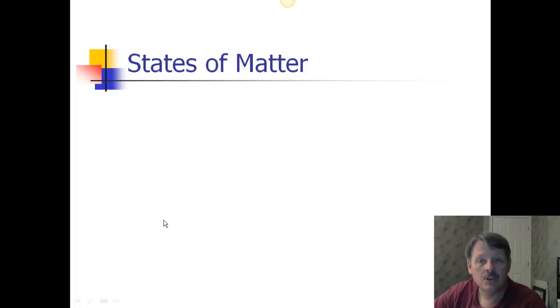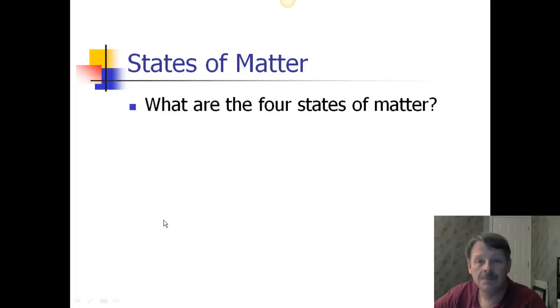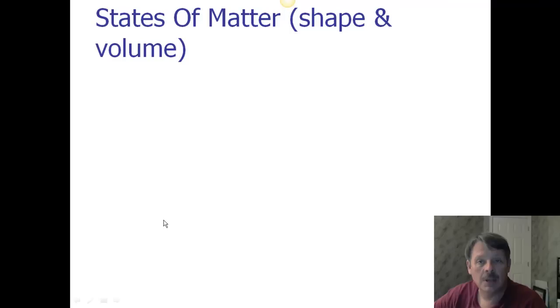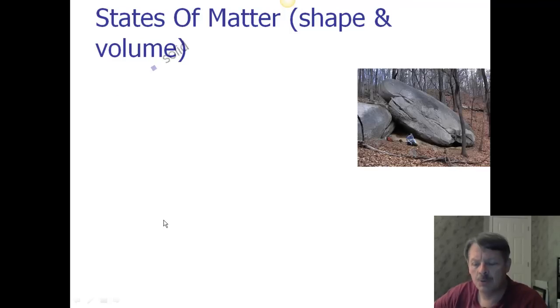Now, I just talked about 3 of the 4 states of matter. Can you name them? Pause the video. Write down the 4 states of matter, at least 3 of them. Okay. The 4 states of matter are solid, liquid, gas, and plasma. Now, the 3 that we're going to focus on are solid, liquid, and gas, because those are the ones that we can see every day and that we can actually play with. Okay? So let's think of those states of matter in terms of shape and in terms of volume.